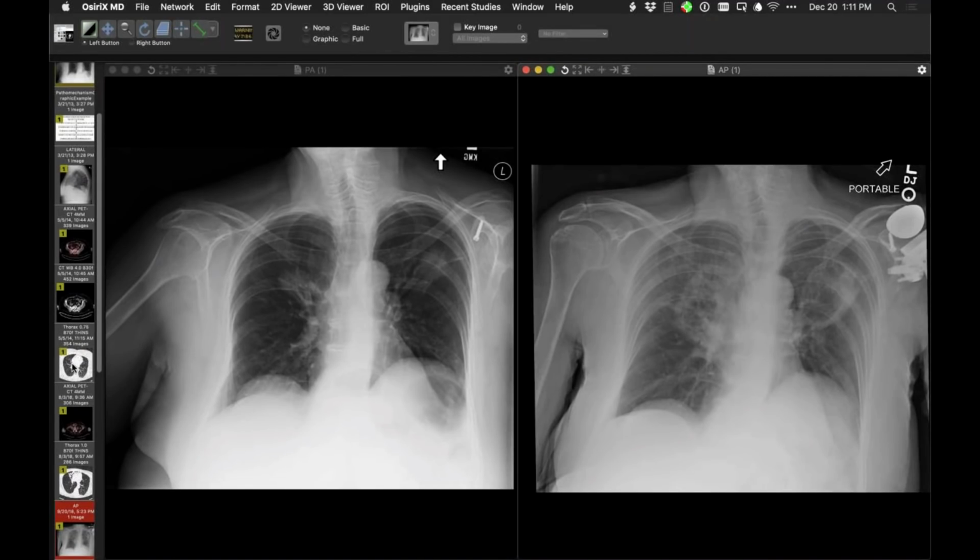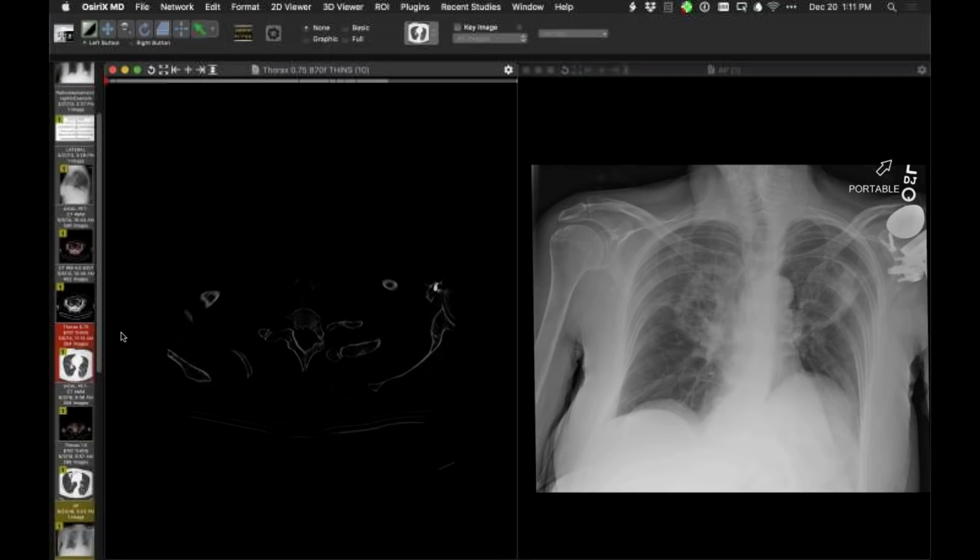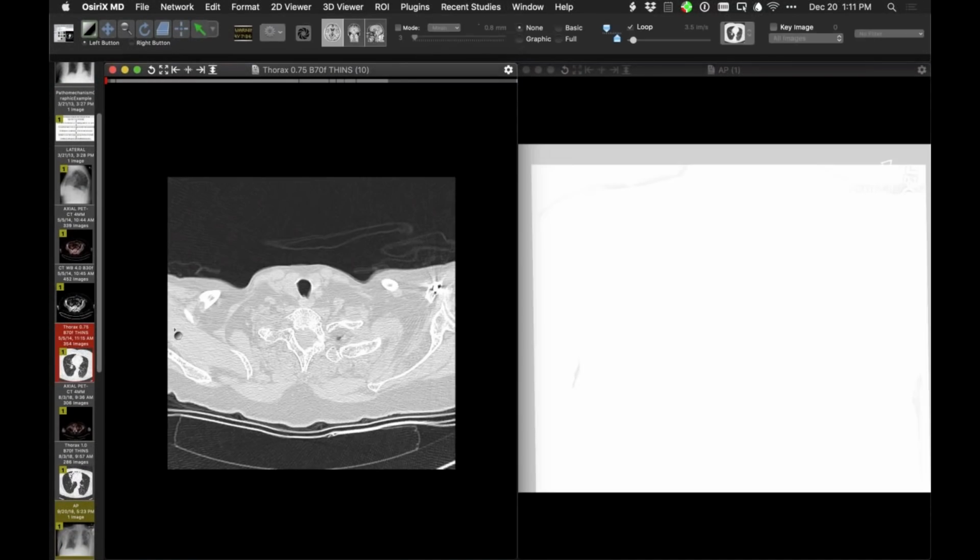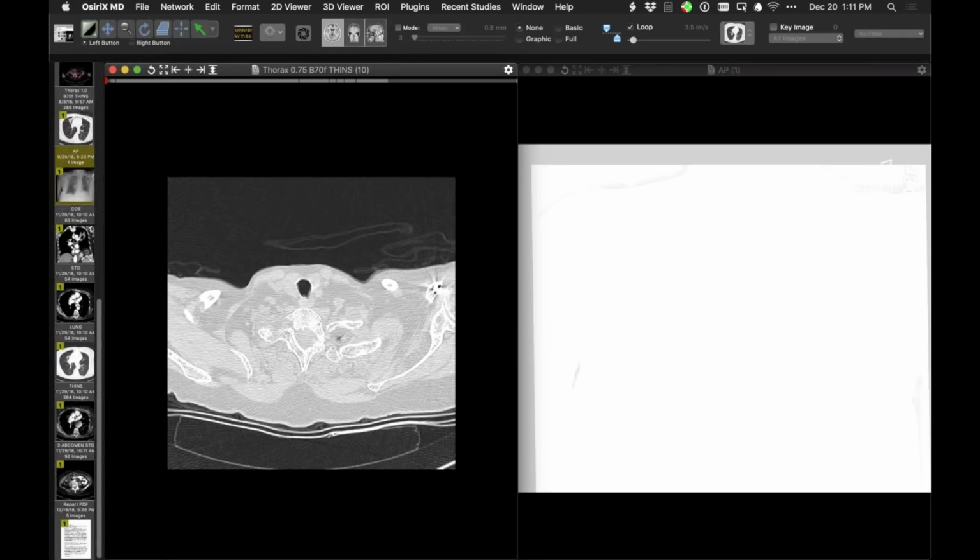So the radiograph is 2013. The CT here is 2014. I'm going to try and make that not do that. And bring up a CT. The most recent one will be this one.